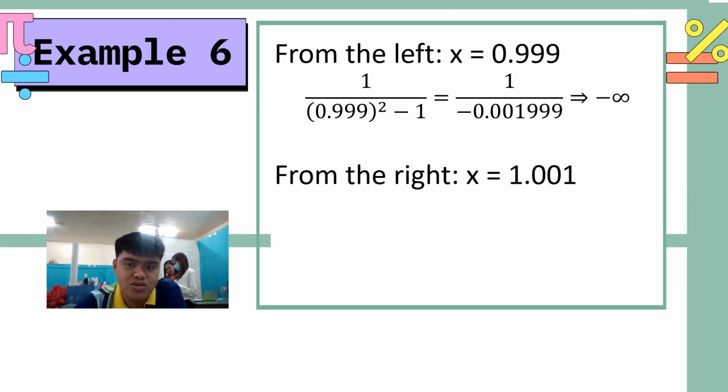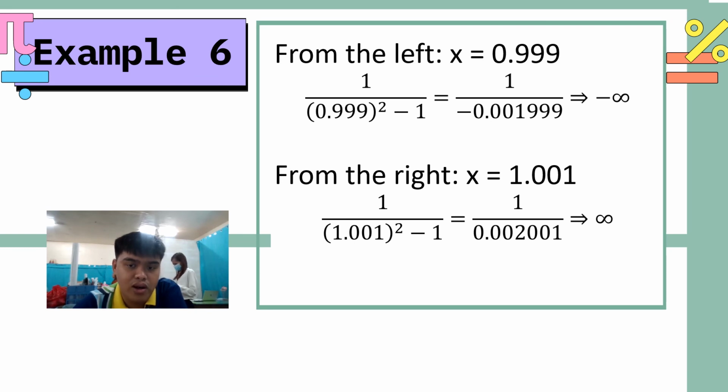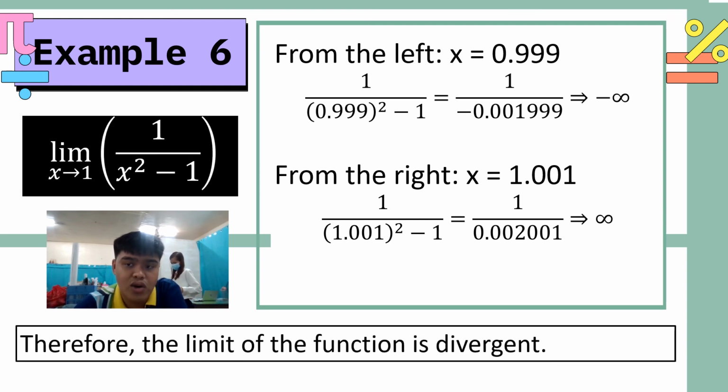Now, from the right, we choose x equals 1.001. Now, it's 1 all over 1.001 squared minus 1, or that's 1 all over 0.002001. Now, since the value in the denominator is very small, but it's positive, it will result in a positive infinity. Now, this results to a divergent limit since the infinities do not have the same sign. The other is negative and the other is positive. Therefore, the limit of the function is divergent. Now, in the previous examples, they have the same sign, so we call them convergent.